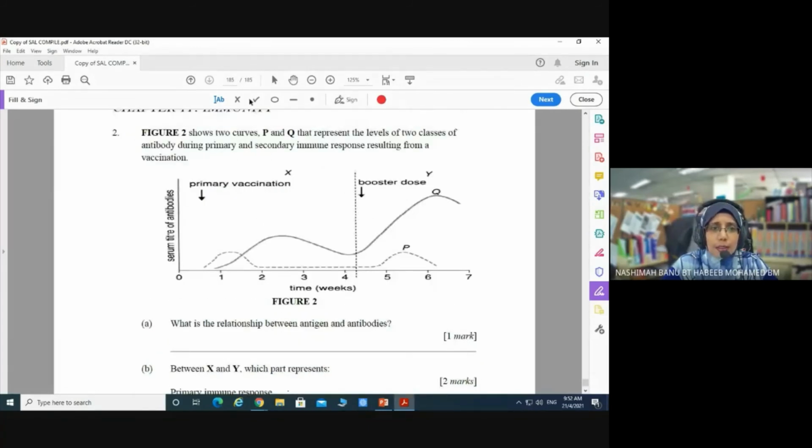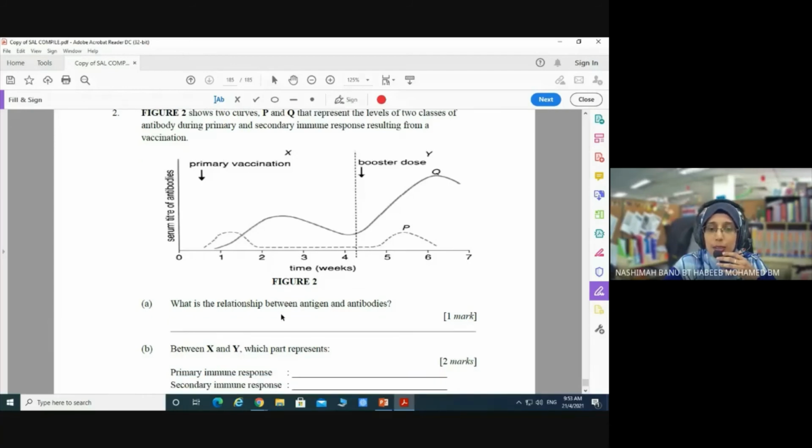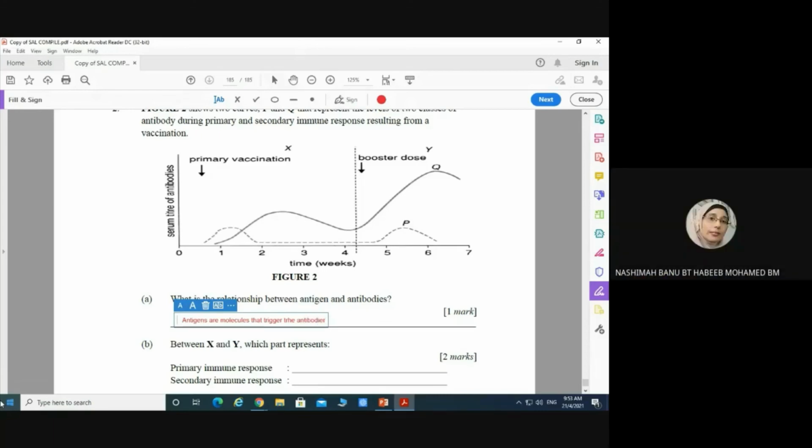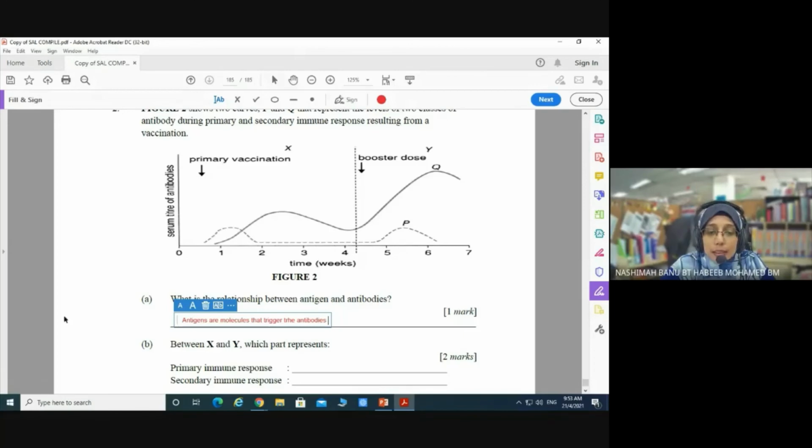If you look here, P and Q represent the level of antibody during the primary and booster dose, the primary and secondary immune response resulting from vaccination. So what is the relationship between antibody and antigen? Antigens are molecules that trigger the antibody. It's the antigen that triggers the antibody. Otherwise the antibody would not know what to do.